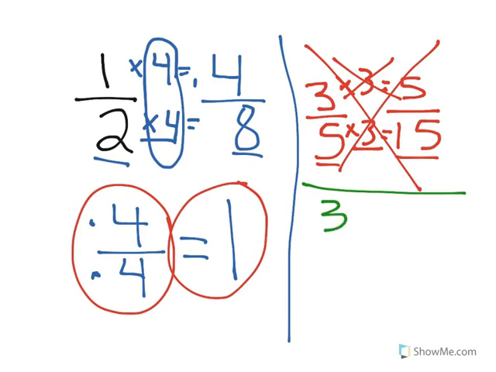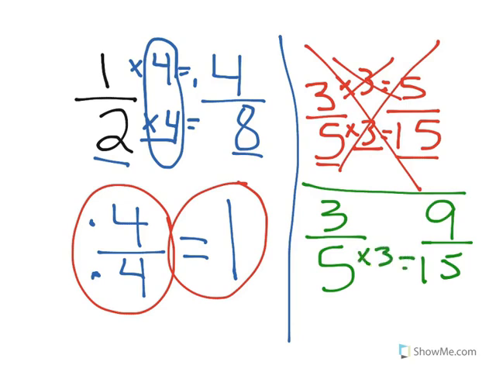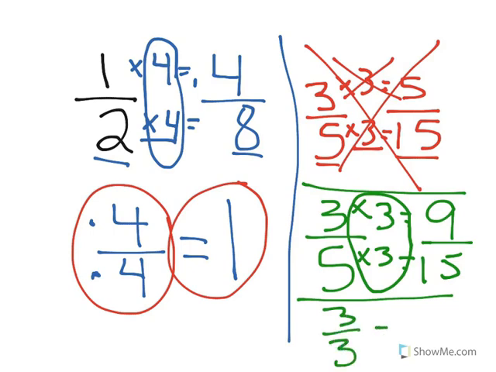But what if we have 3/5 and let's say, is it equal to 9/15? I know 5 times 3 is 15. Let's see if 3 times 3 is 9. And it is. So we were able to take our 3/5 times 1 whole, because 3/3 is equivalent to 1 whole, and find an equivalent fraction.